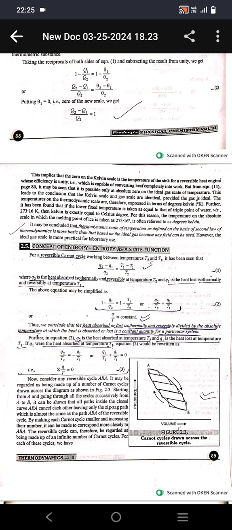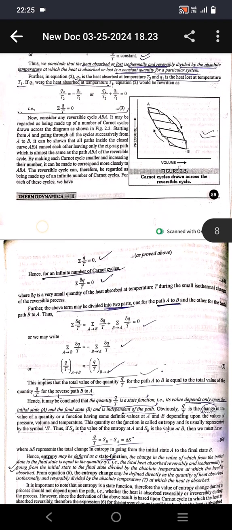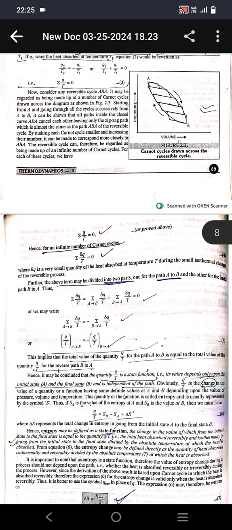The reversible cycle can therefore be regarded as being made up of an infinite number of Carnot cycles. For each of these cycles we have Q/T summing to zero. Hence, for an infinite number of Carnot cycles, the integral of δQ/T equals zero, where δQ is a very small quantity of heat absorbed at temperature T during the small isothermal change of this reversible cycle. Further, the above term may be divided into two parts, one for the path A to B and the other for the back path B to A.